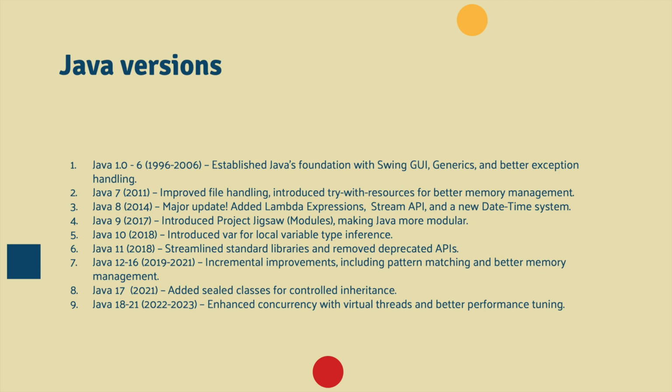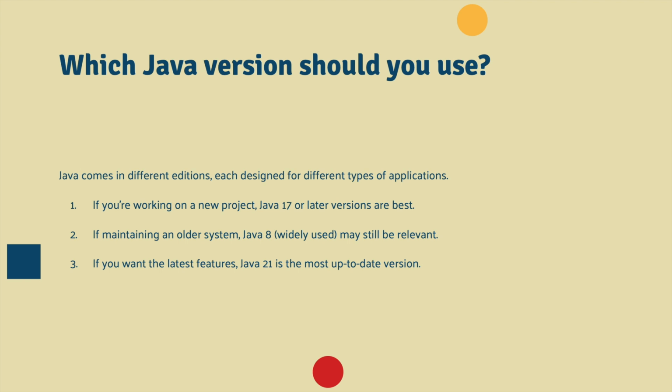Java 12 to 16 had incremental improvements, including pattern matching and better memory management. Java 17 added sealed classes for controlled inheritance. Java 18 to 21 enhanced concurrency with virtual threads and better performance tuning. If you're working on a new project, Java 17 or later versions are best. If maintaining an older system, Java 8, widely used, may still be relevant. If you want the latest features, Java 21 is the most up-to-date version.